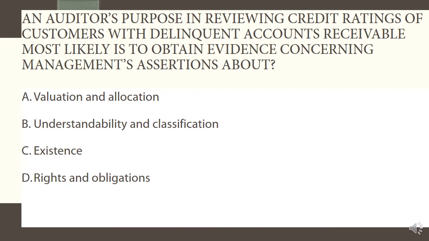Got an idea? The correct answer is A, valuation and allocation. These assertions deal with whether asset, liability, revenue, and expense components have been included in the financial statements at appropriate amounts, and with any resulting valuation adjustments being properly recorded.